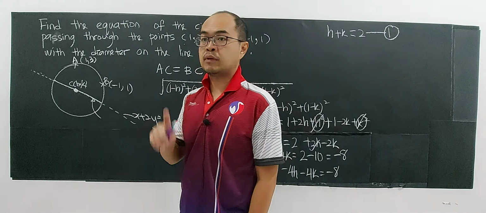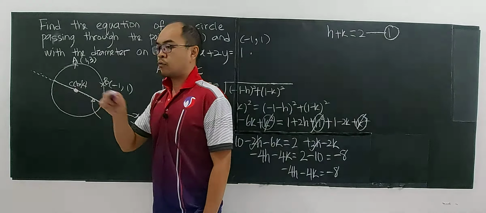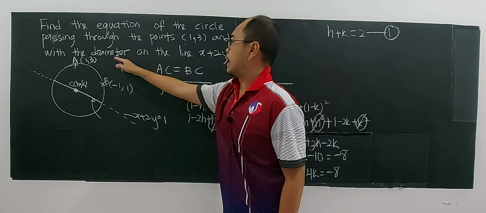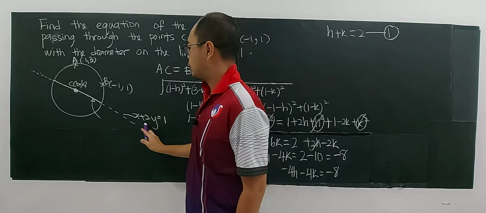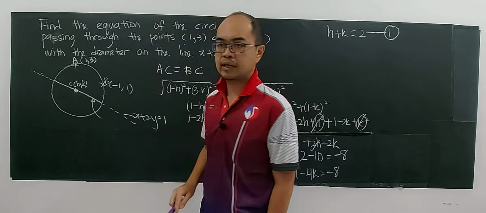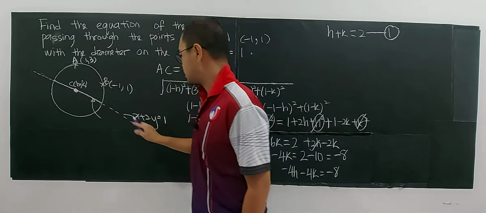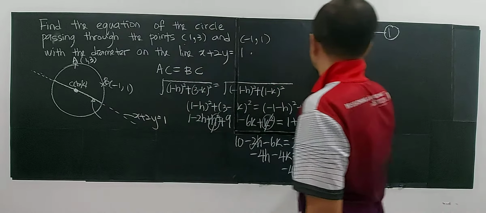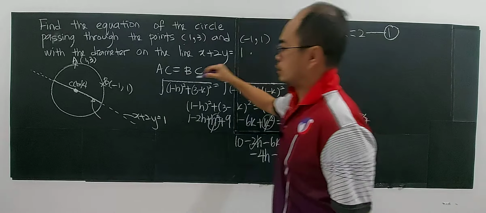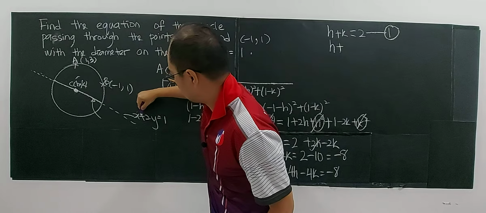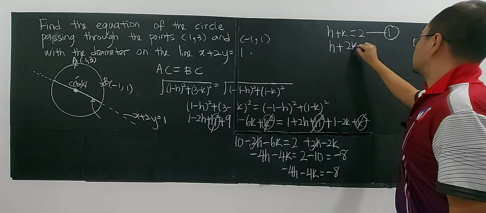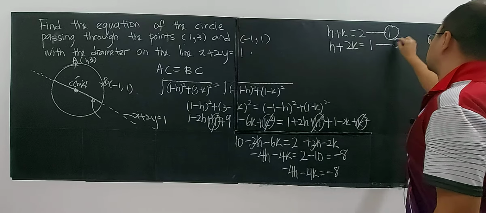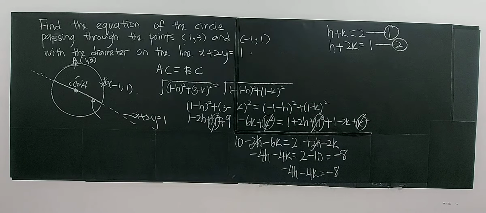You must know why you can do this, because the question said that the diameter is on the line. So if the diameter is on the line, the center is also on this line. So I can put the point here because it satisfies this line. You substitute h into here: h plus 2y, y is k, so plus 2k equals 1, as equation 2. Then done, you have the 2 equations.